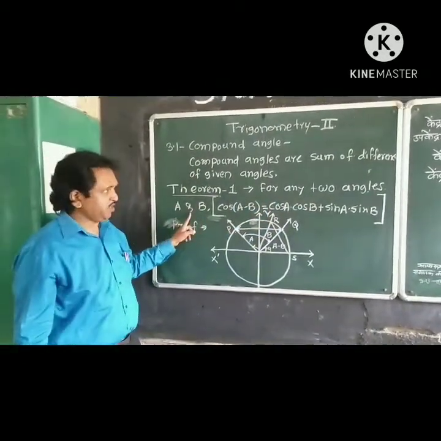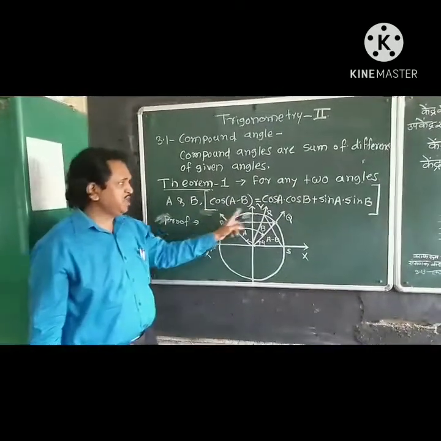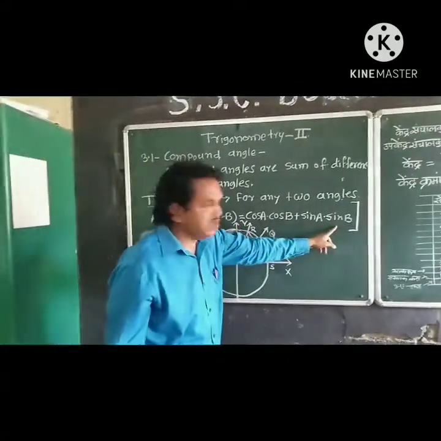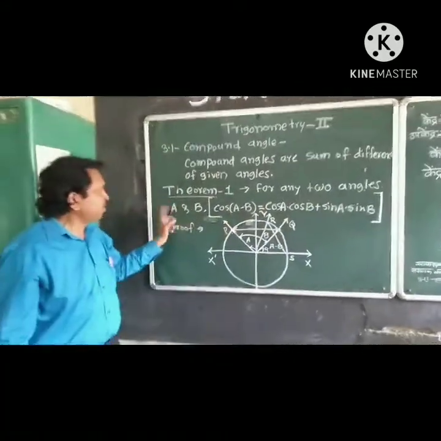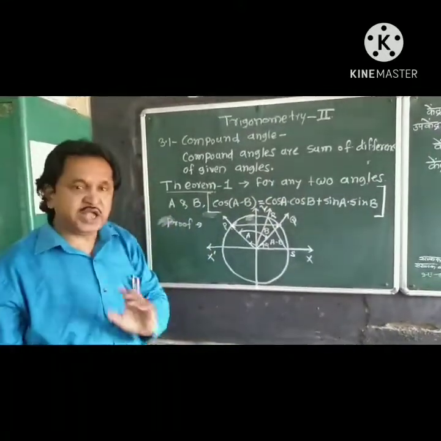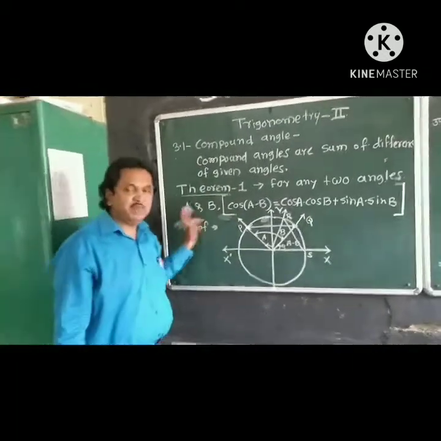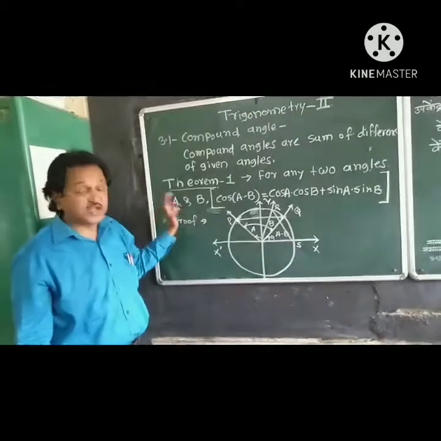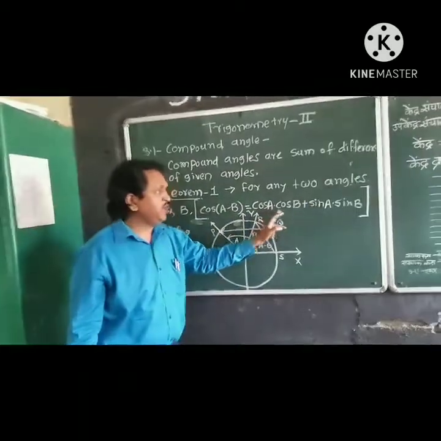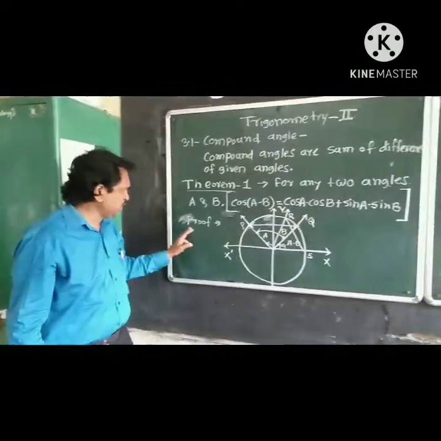A and B, for any two angles A and B, we have cos(A minus B) is equal to cos A into cos B plus sin A into sin B. See here, for any two angles, we have given two angles A and B. These are the angles. So cos(A minus B) is equal to cos A cos B plus sin A sin B. This we have proved.